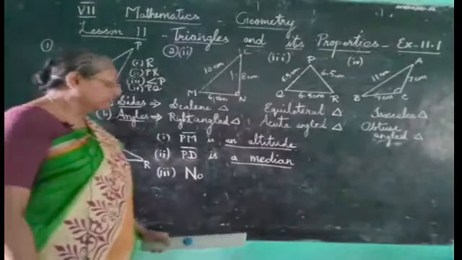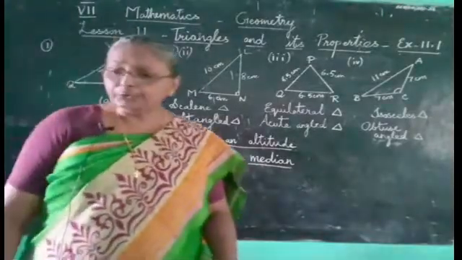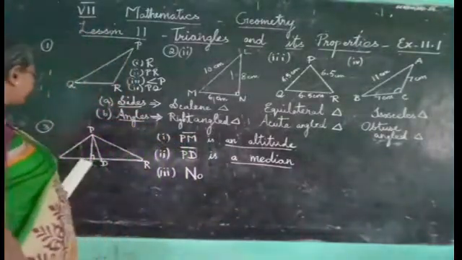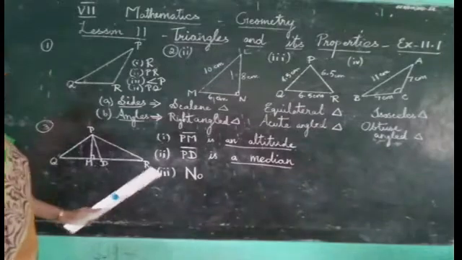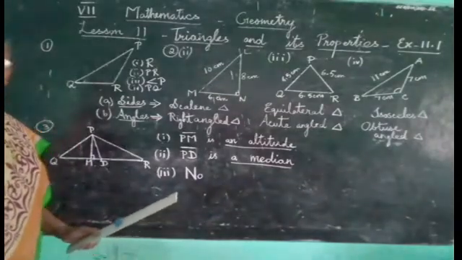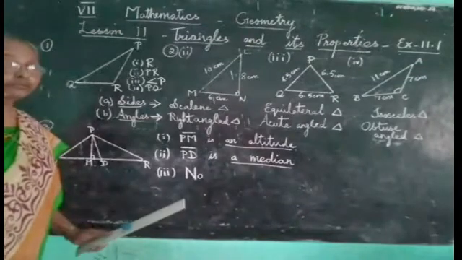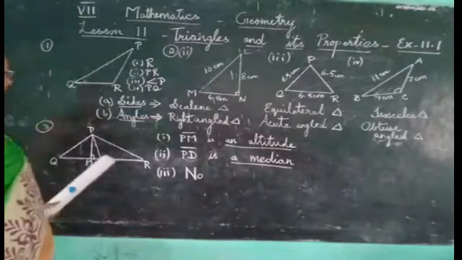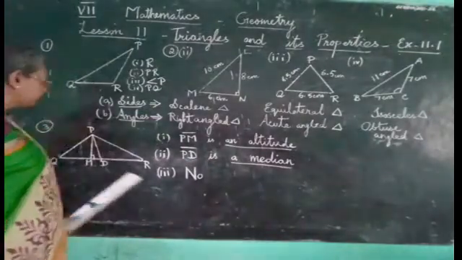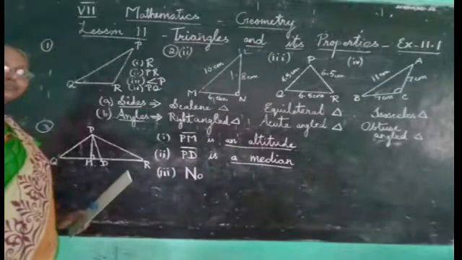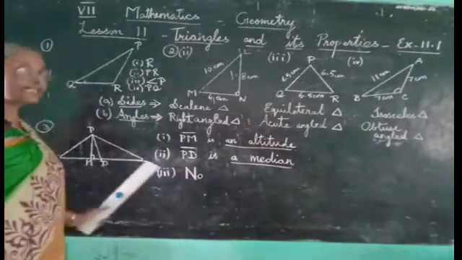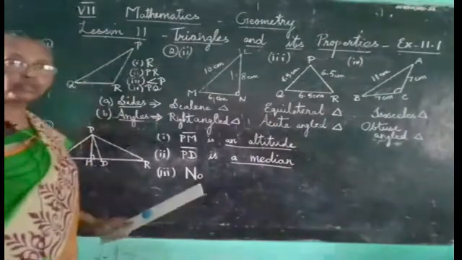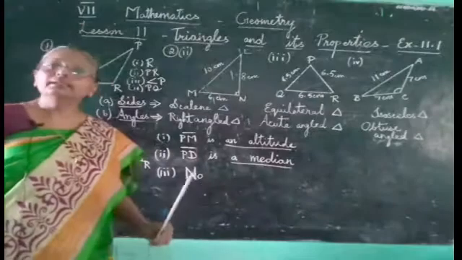And the third question they are asking is, is QM equal to MR? Will it be equal? No, because M is not the midpoint. Which is the midpoint here? D only is the midpoint. So QM will not be equal to MR, whereas which will be equal? QD will be equal to DR. Only those two segments will be equal. QD and DR will be equal, but QM and MR will not be equal.